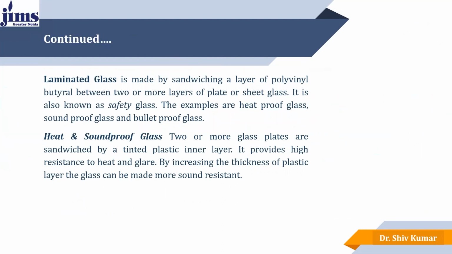The next in this series is laminated glass. It is made by sandwiching a layer of polyvinyl butyral between two or more layers of plate or sheet glass. It is also known as the safety glass.